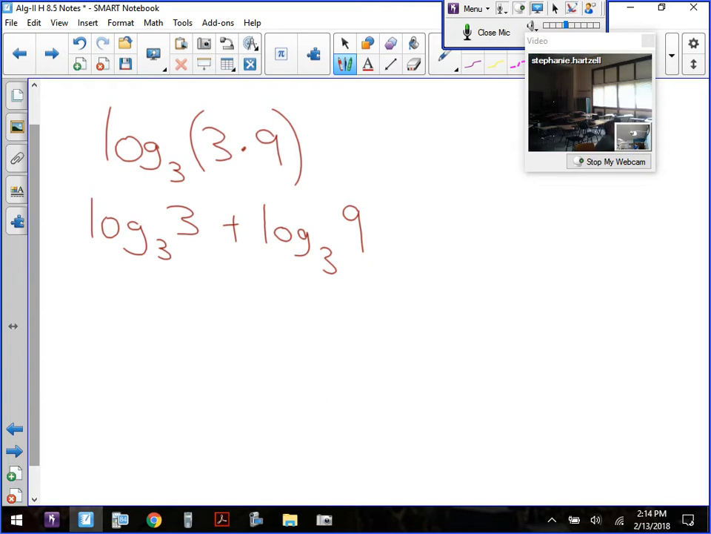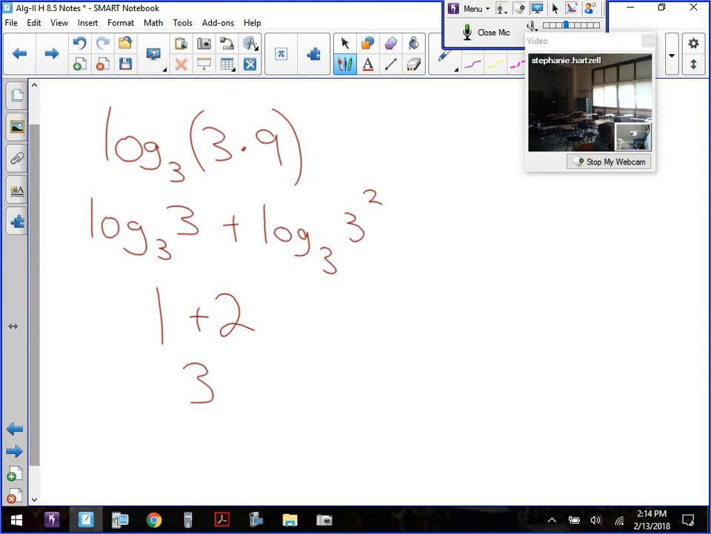What's log base 3 of 3? 1. And then how do I rewrite 9 as a base 3? 3 squared. What's log base 3 of 3 squared? What's 1 plus 2? It is an awfully weird way to write 3, isn't it? What's log base 3 of 3? Log base b of b is always 1. So log base 3 of 3 is, remember, that means 3 to what power is 3? 3 to the first power is 3.